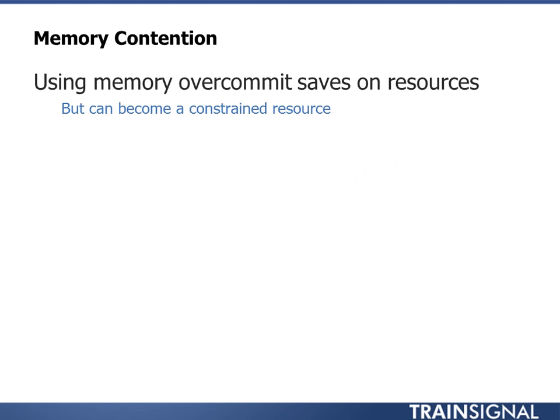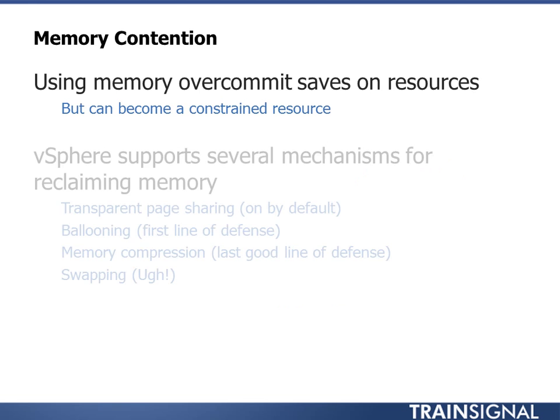What you really need to know about memory is the overcommit method. Using memory overcommit saves on resources, but can become a constrained resource. So yeah, you can have 64 gig at a server and have 200 gigs worth of memory assigned to VMs all running at the same time. But what happens when they all need to use more than 64 gig?